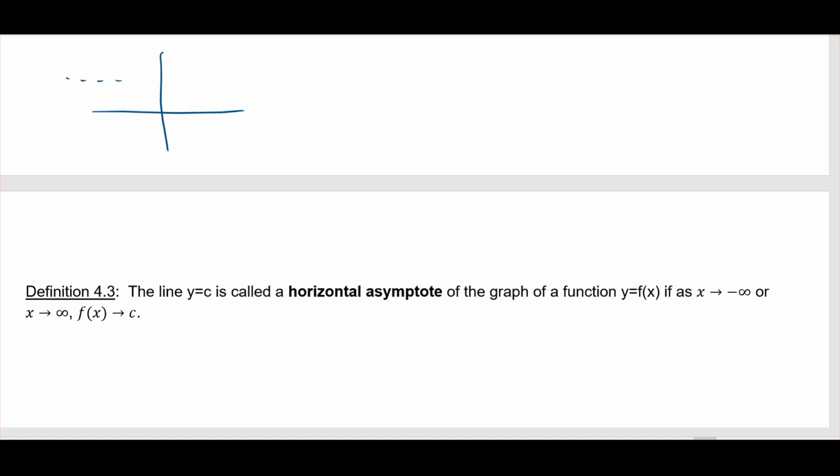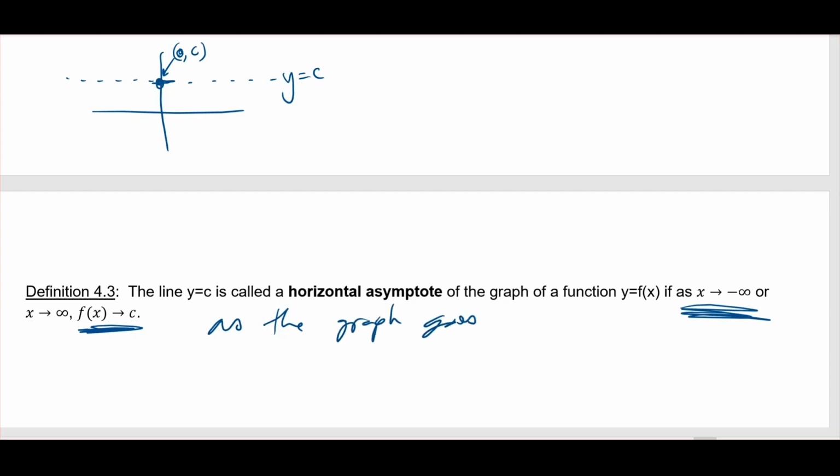So let's draw a picture. Here's y equals c. So this is the point (0, c). It's the line y equals c. We call this line a horizontal asymptote if the function goes toward that value as we go toward infinity with our x values. So what this is saying is as the graph goes left or right, f of x goes toward c.